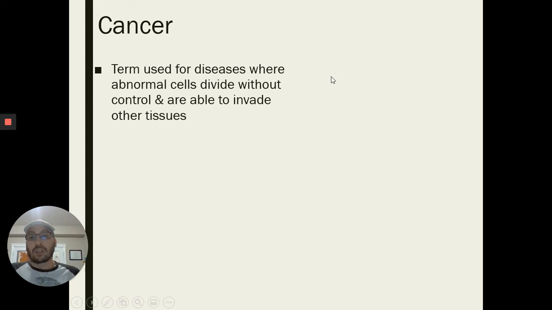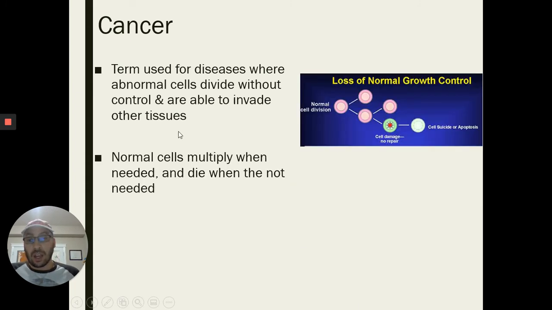But it's definitely out there. Cancer. Cancer is one that affects everybody. So we're going to talk briefly on cancer. Hate it. It's probably what's going to get me. Not ideal. So cancer is actually a term used for a disease where abnormal cells divide and divide and divide without control, and they're able to invade other tissues.